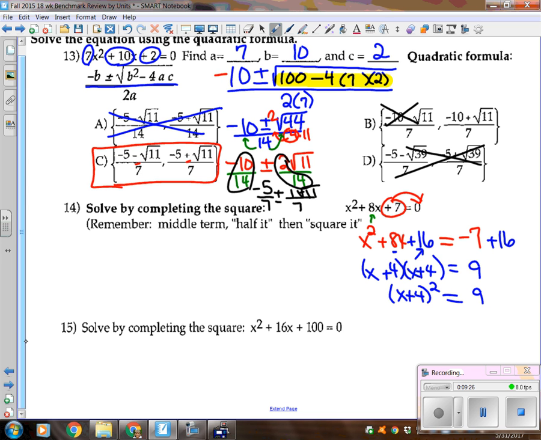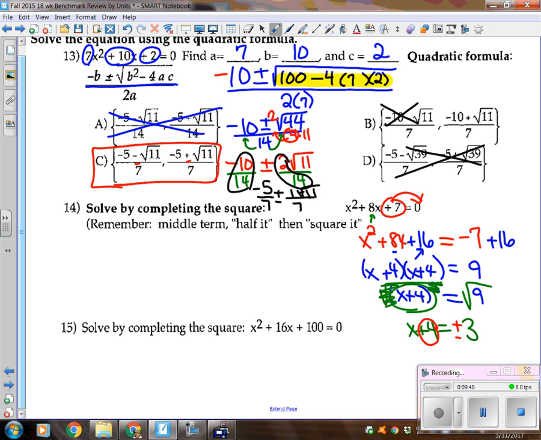Now I'm ready to solve. I'm going to solve it by getting rid of the square. So the square root and the square cancel. You get x plus 4, but x plus 4 is equal to square root of 9. Square root of 9 is 3, but we can't forget what? When you take square root, on the very next step, plus or minus.